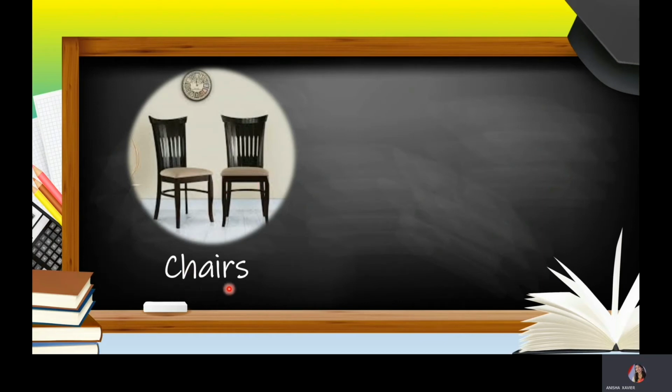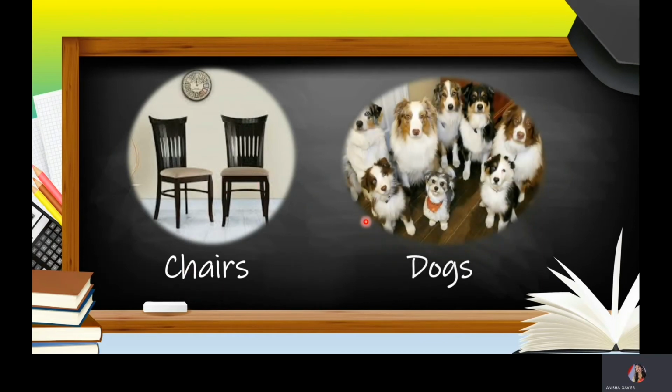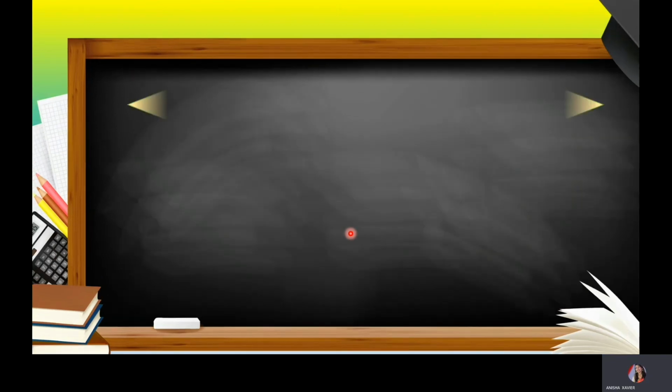So it is chairs. The next one, dogs. Can you see so many dogs? There are so many dogs, no? You can count 1, 2, 3, 4, 5, 6, 7, 8. More than one. So these are plural nouns. I hope plural nouns are clear to you. Let's move on to the next.